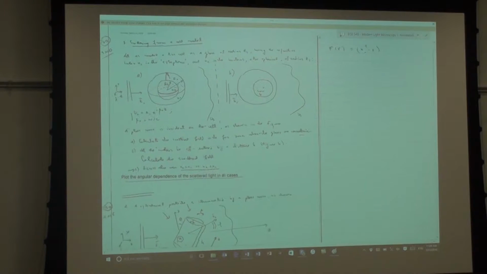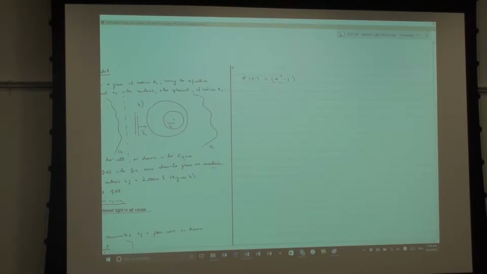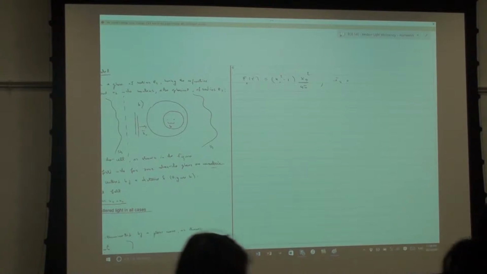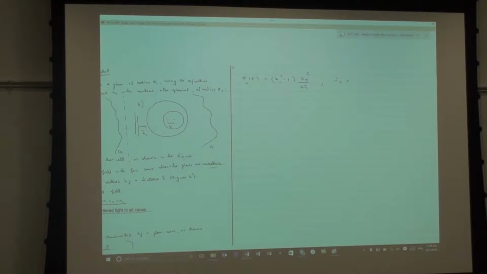Okay, N1 squared minus 1, K naught squared over 4 pi. So that will be F1. Now F2 is actually just the difference.